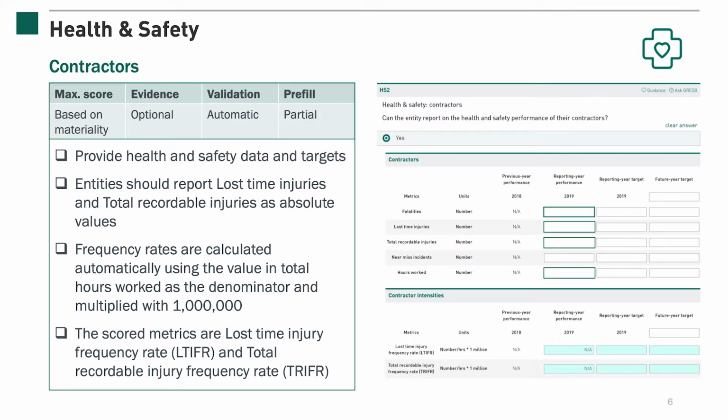The second indicator in this aspect is health and safety of contractors. The tables here are identical to the previous tables on employees, but of course the data here relates just to contractors.